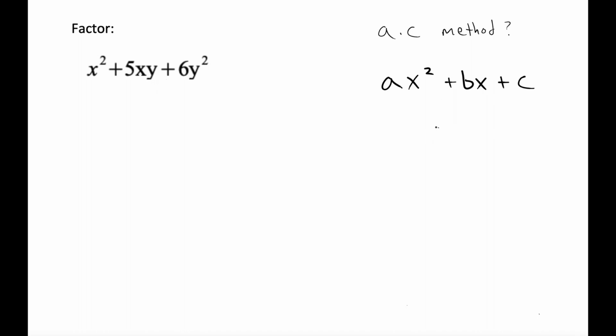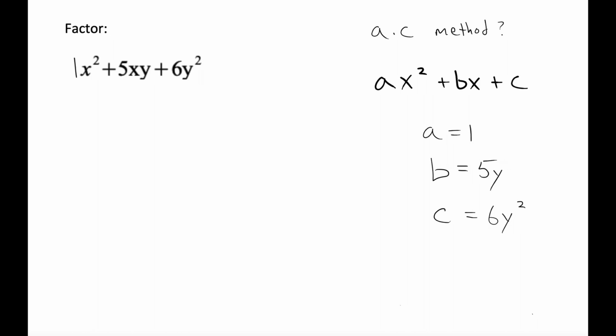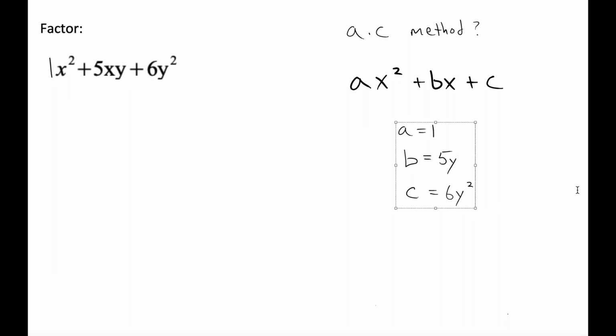Well, here our a would be 1, since we don't have anything in front of the x squared term. It's assumed to be a 1. But b would not just be 5 here. b could be thought of as 5y in this case. And c, the term that's alone, would not be just 6, but 6y squared. Could the AC method still apply? Let's see if it could.